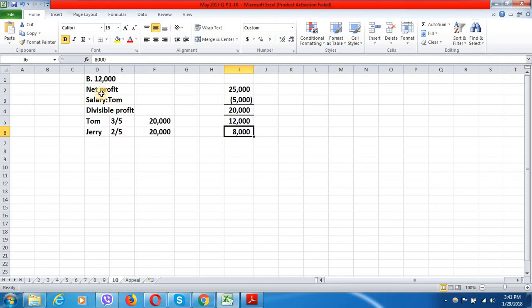How did we get this value? I have shown the calculation here. First of all, the net profit. The net profit of this question was £25,000. We need to deduct the salary of Tom, that is £5,000. So we got the divisible profit, that is £20,000. As we know the profit and loss sharing ratio for Tom and Jerry, we can calculate that Tom will get £12,000 out of 20,000 and Jerry will get £8,000 out of 20,000. If you want, you can calculate it again. The answer will be same.